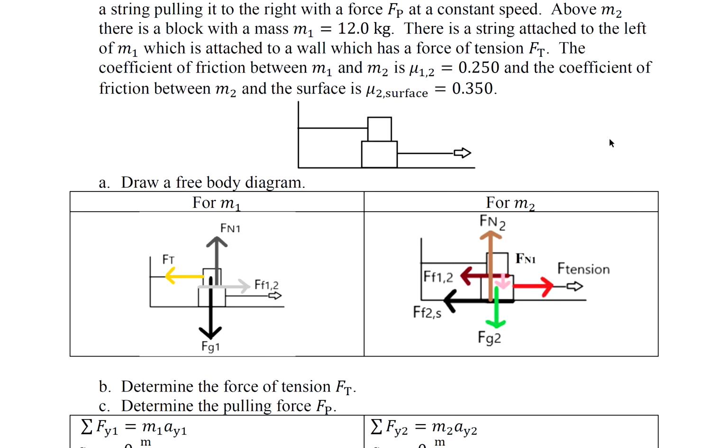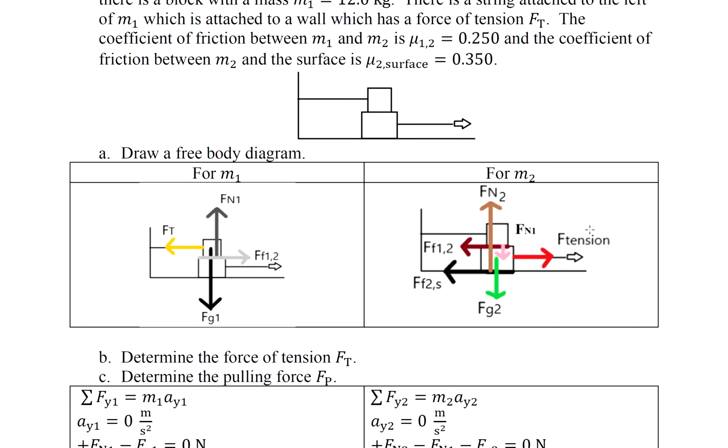Something interesting. Force normal 1 points up for M1, force normal 1 points down for M2. Force of friction between mass 1 and 2 points to the right for M1. It points to the left for M2. So the same exact force points in opposite directions for both objects.